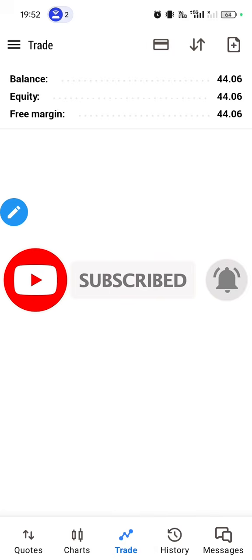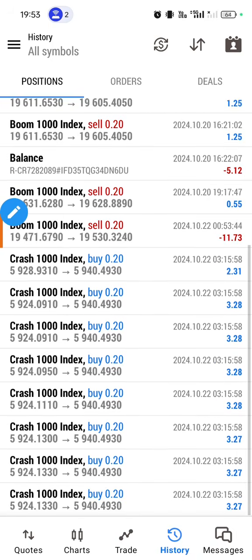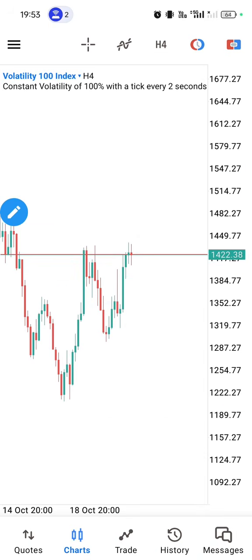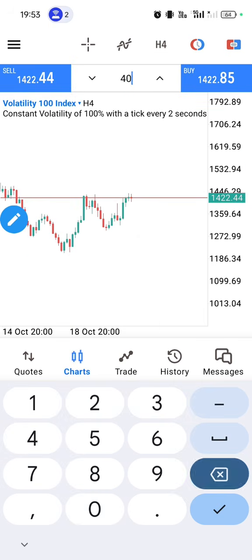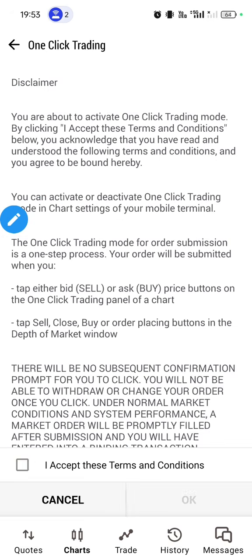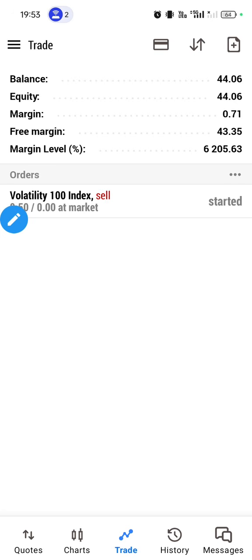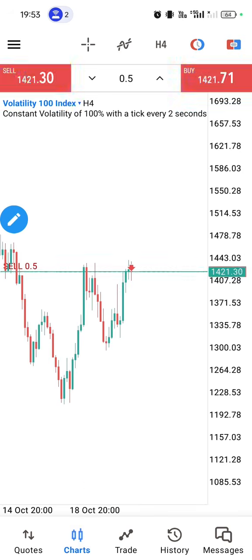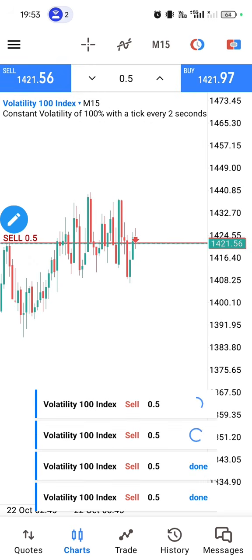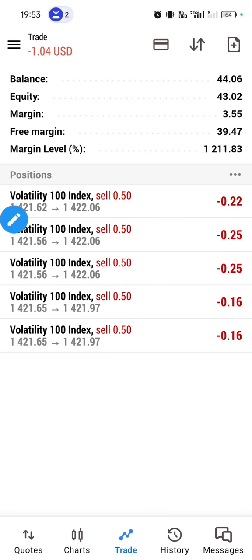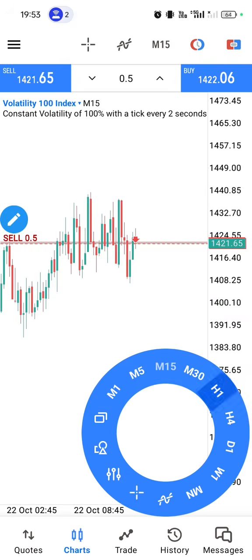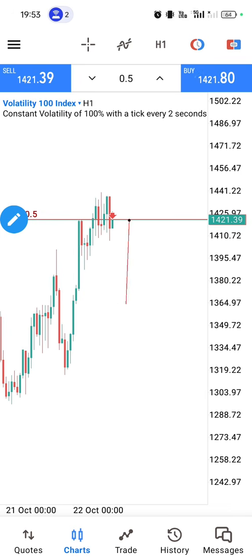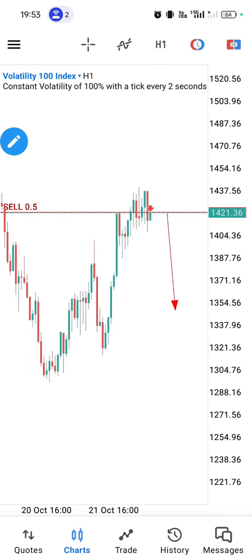Okay, so let's start by going to the history. You can see right at the history, there it is, Crash 1000 and our balance is 44 USD. So we go on to the charts and then I'm going to be placing the orders right now. Like I'm going to be placing the orders at market execution right now before I do the analysis. I spotted the trade a bit late, so I decided let me just enter the sell first.